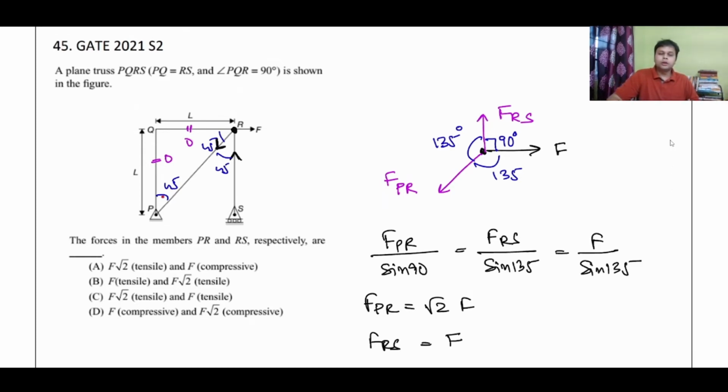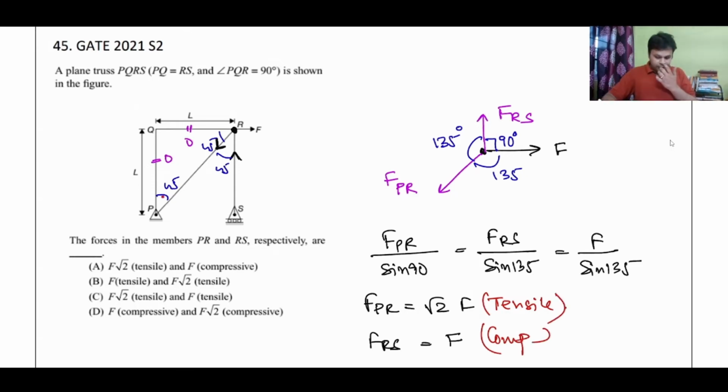The nature of force I have already predicted. PR will be tensile. So very basic formula: if a member is pulling a joint, the member itself is under tension. If a member is pushing a joint, the member itself is under compression. You can physically feel it: if you're pushing the wall, the kind of force in your hand is compression. If you're pulling a rope, the rope also pulls your hand, right? Tension. Very simple to remember. So this is compression.